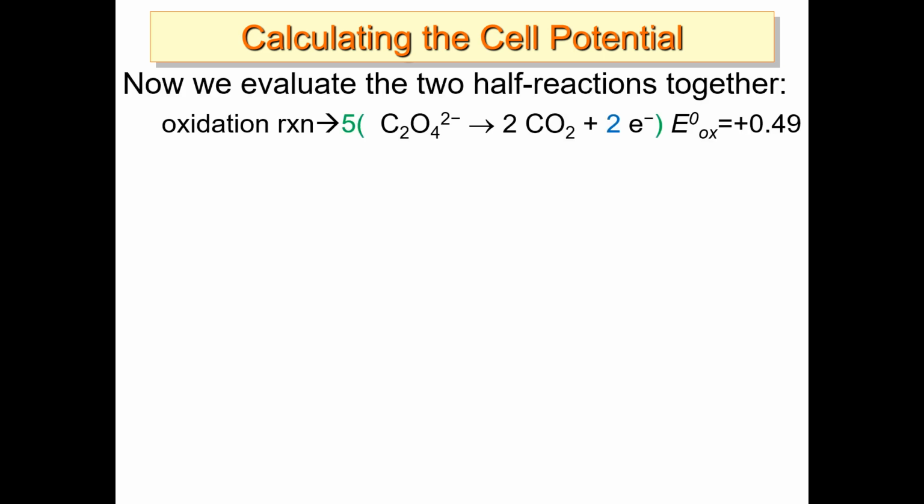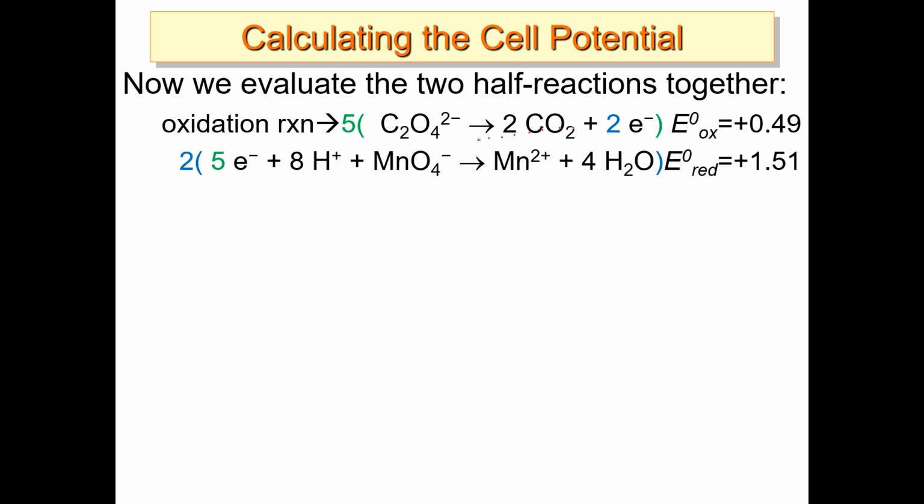So then if we evaluate these together, we have the oxalate, which is the oxidation reaction. How do we know it's oxidation? Remember OIL RIG. Oxidation is loss of electrons. So when you go past the arrow, we lost electrons. And reduction is gain. So manganese went past the arrow and it gained electrons. You're adding 5 electrons to the permanganate, and it's making the manganese ion. So we flip the sign.